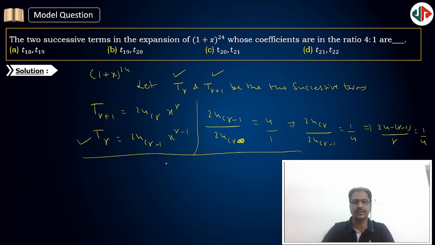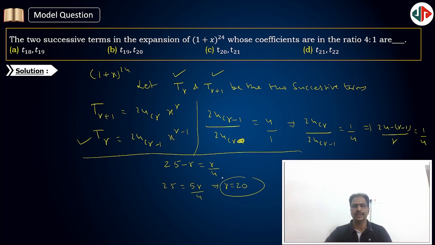If we simplify that, we'll get 25 minus r is equal to r by 4, or 25 is equal to 5r by 4. So r is equal to 20. If r is 20, what are the two successive terms? T20 and T21. Option C.